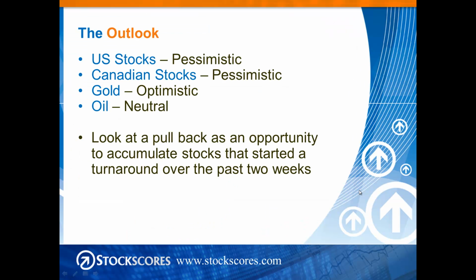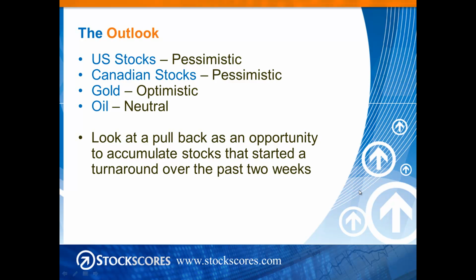So my outlook then for US and Canadian stocks is pessimistic, but that's in a very short-term sense. We're talking within the next week. Longer term, I actually like stocks because of that comeback over the last 2 weeks. Gold, I remain optimistic, although very slightly optimistic, because I don't think it's going to make any great moves higher. Oil is neutral, but it has broken that downward trend line, and so that's a positive. We should see it start to turn around, but it's going to take some time.